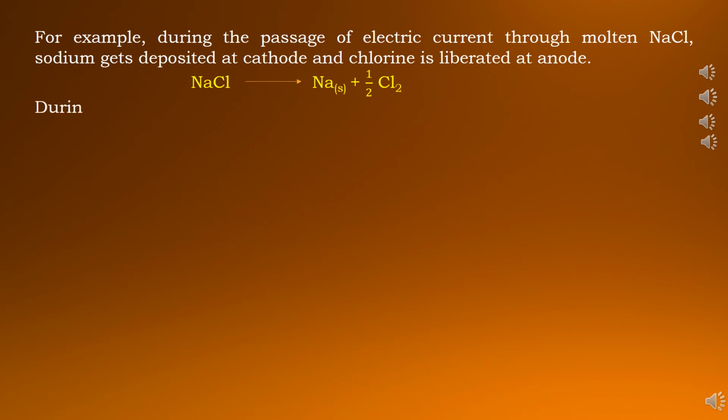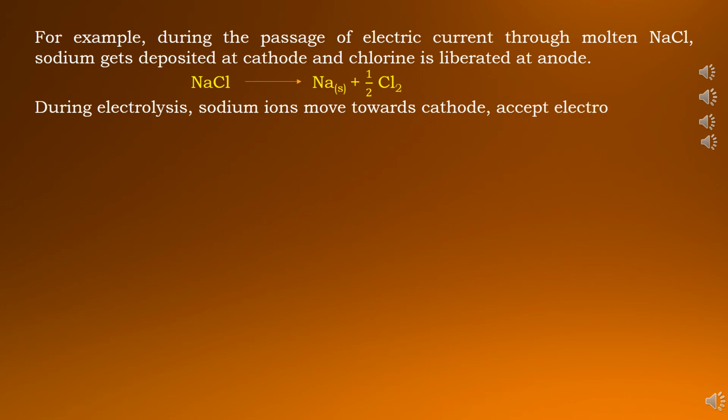During electrolysis, sodium ions move towards the cathode, accept electrons, and get deposited at the cathode. So Na+ ions in aqueous state plus an electron change to sodium in solid state. Let me explain the different aspects of this reaction.